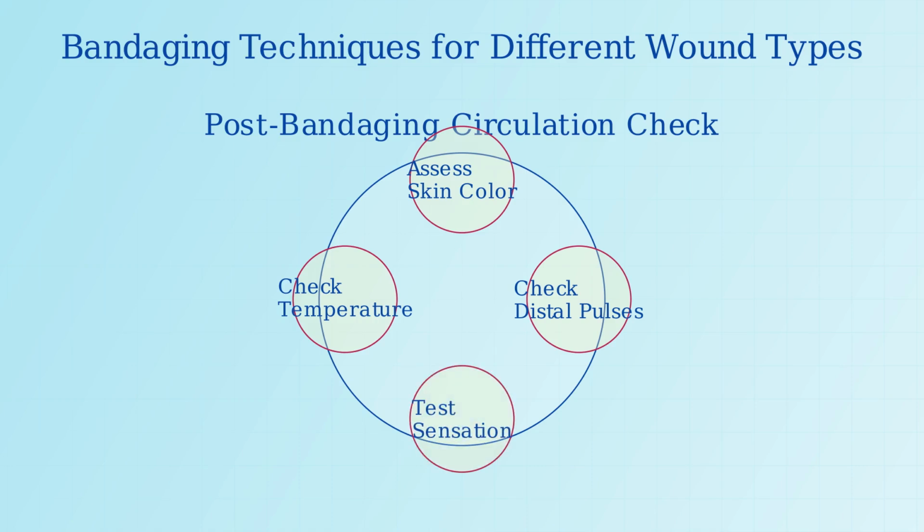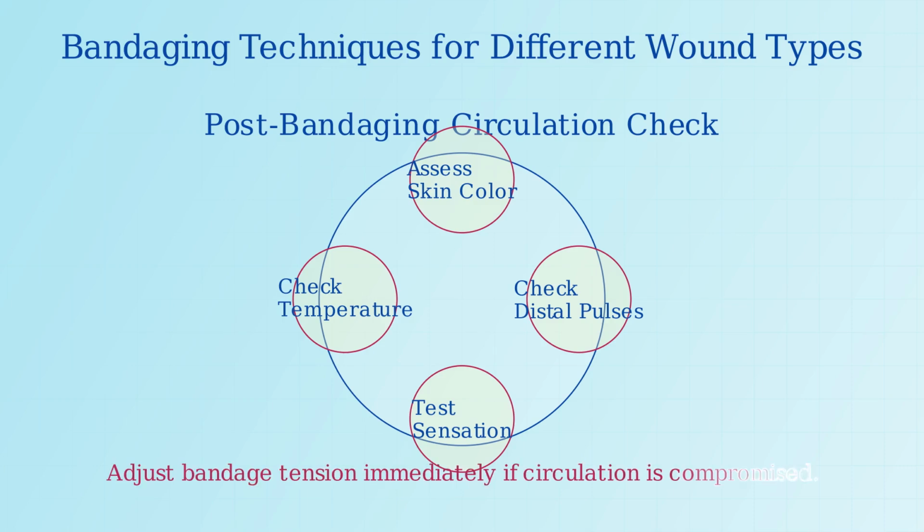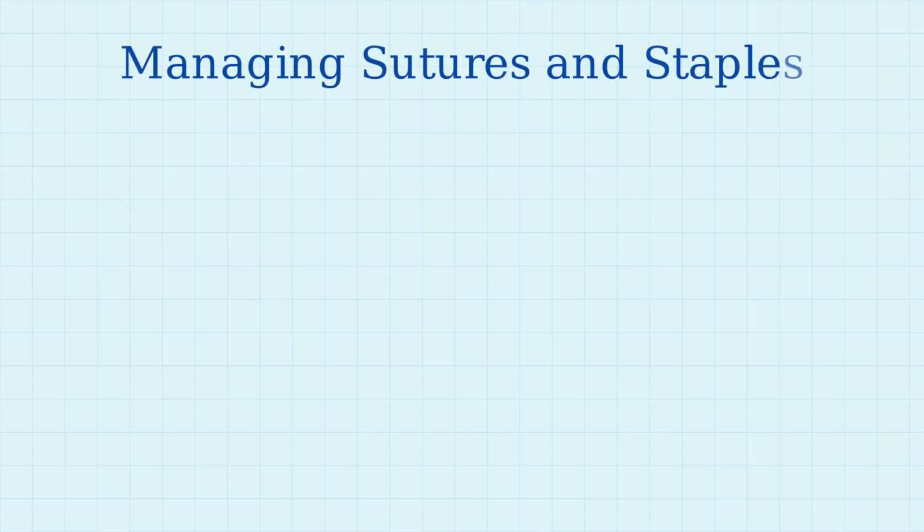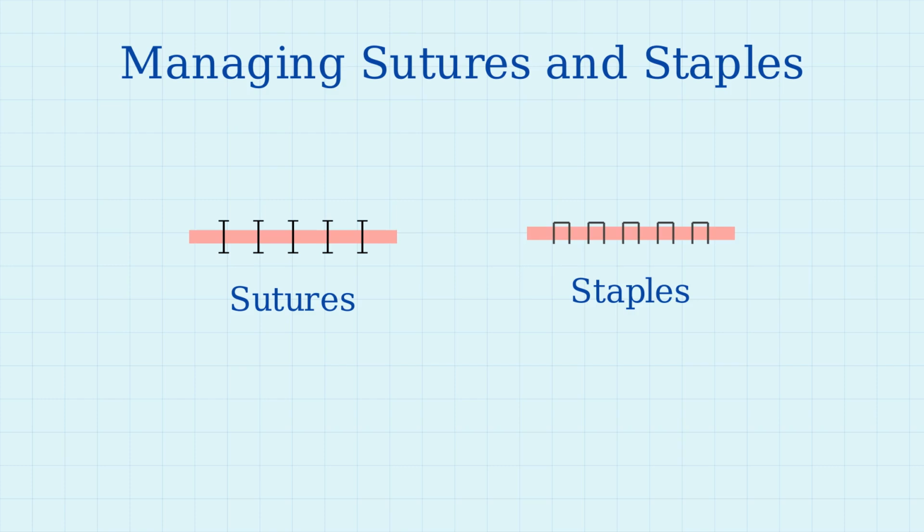Test sensation by asking the patient if they can feel light touch distal to the bandage. If any signs of compromised circulation are present, adjust the bandage tension immediately. Proper care of sutures and staples is essential for preventing infection and promoting optimal wound healing.